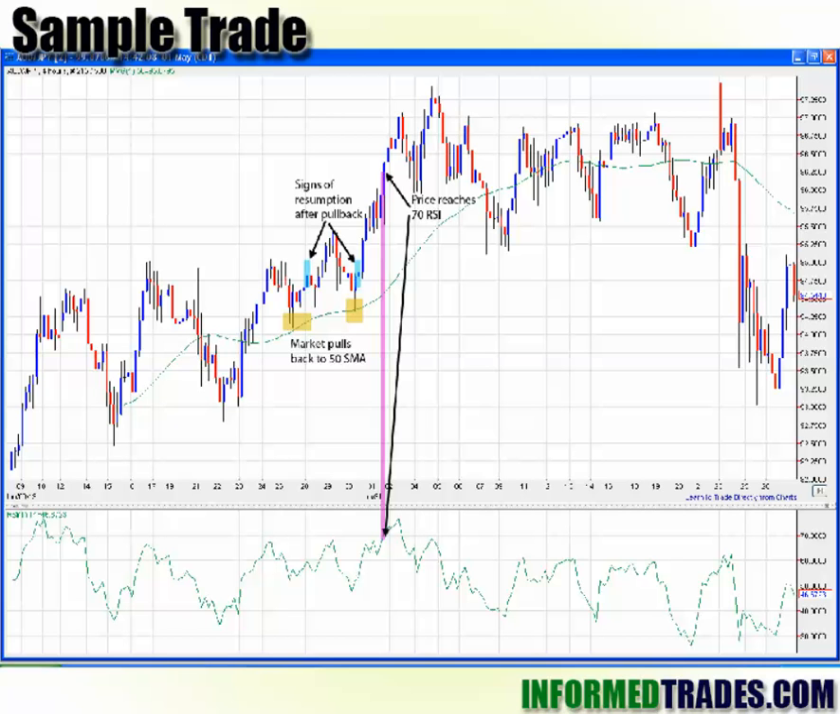Now you want to make sure the pullback has ended. So you want to see price rally a little bit. It could rally above the candles that touch the 50 moving average. That's one way of looking at it. These candles highlighted here, these blue candles, they rally a bit. Price closes above the previous high, which suggests that the pullback has ended and the primary trend is resuming. That's when you want to enter.